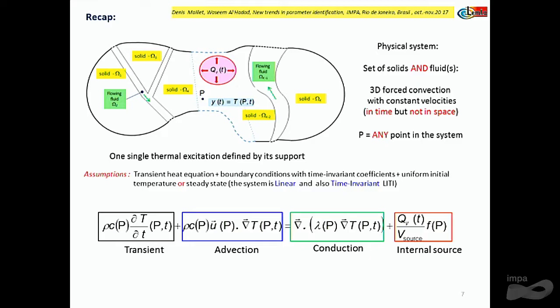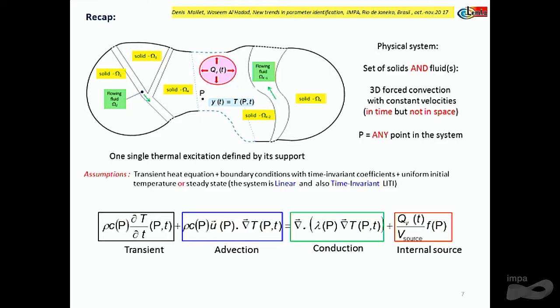So I recap. We have a physical system, a set of solid and fluid, 3D, possibly 3D forced convection with constant velocities in time, but not in space. And P is any point in the system. So the single thermal excitation is defined by its support. Here we consider the case of a volumetric heat source.